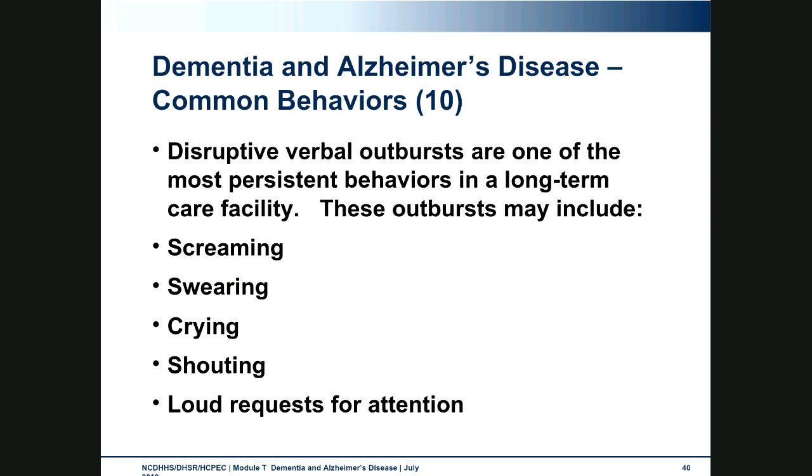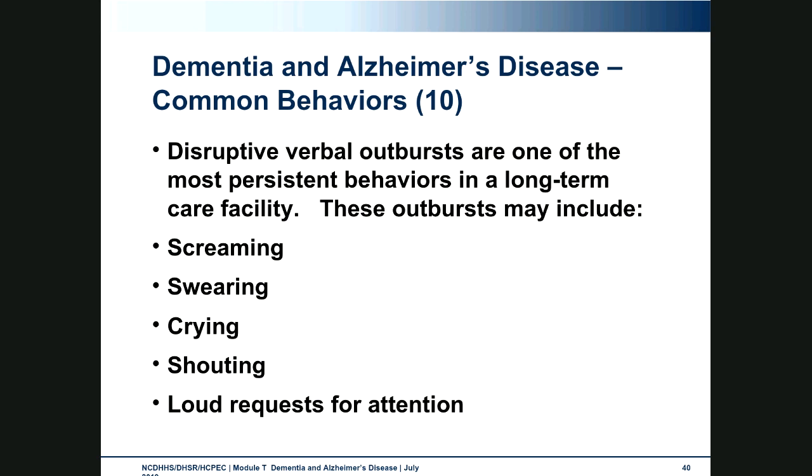Disruptive verbal outbursts are one of the residents' most persistent behaviors in long-term care facilities. Like I said, they may be moaning, groaning, yelling, hollering, crying, shouting, loud requests for attention. We had one resident that kept yelling, "Help me," all the time. And it bothered the resident, it bothered the visitors. The visitors would be like, "This woman down here, she really needs help. She's been yelling for 10 minutes. She's been yelling, 'Help me,' for 3 weeks." So the people who are in the facility don't necessarily understand. They feel like you're not taking care of the person, but that's not actually the case.